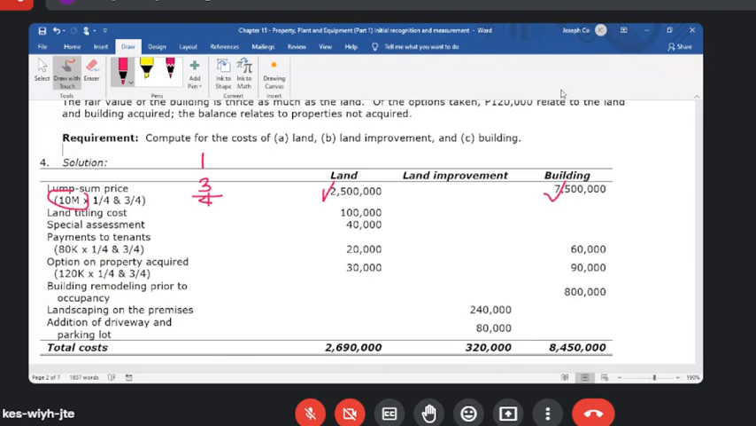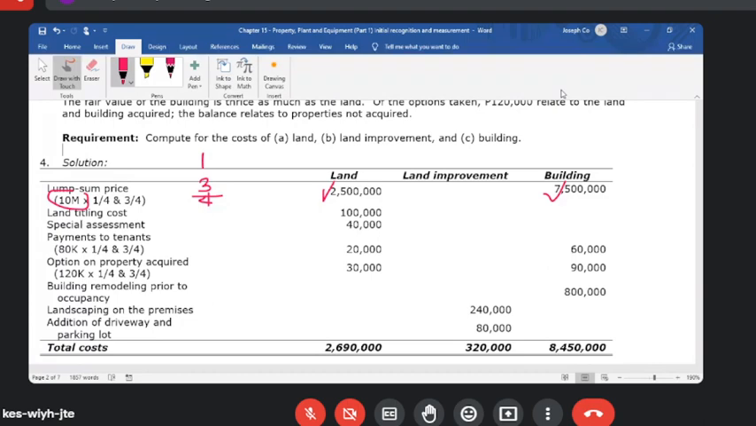Land titling cost, yan to sa land. Special assessment, lalo sa land yan. May payment tayo para mabakit yung premises, no? Allocate natin sa land and building. 80 times 1 over 4, 80 times 3 over 4. Same din po sa option, 120 times 1 over 4, 3 over 4. Pero pag yung option na binayaran natin where hindi natin binili yung PPE, outright expense, no?